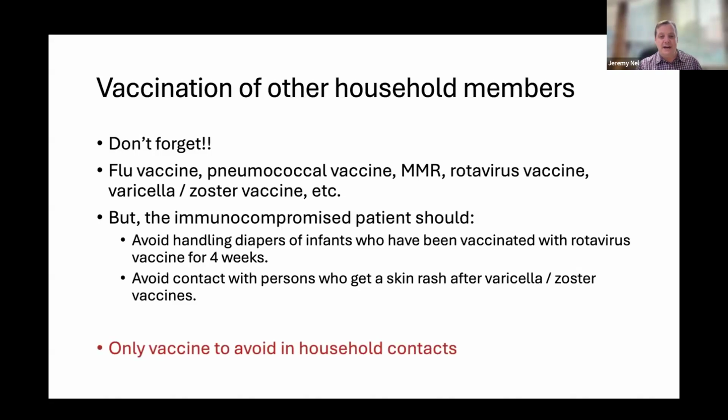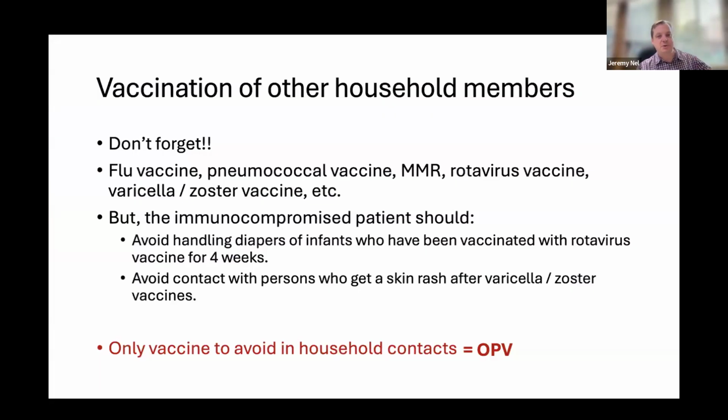And then there's one vaccine which you actually should not give to household contacts, which is obvious when you think about it, and that's the oral polio vaccine. So that's one vaccine which you just should not give to household contacts if you have a transplant patient who's profoundly immunocompromised in the same household. All right, happy with that.